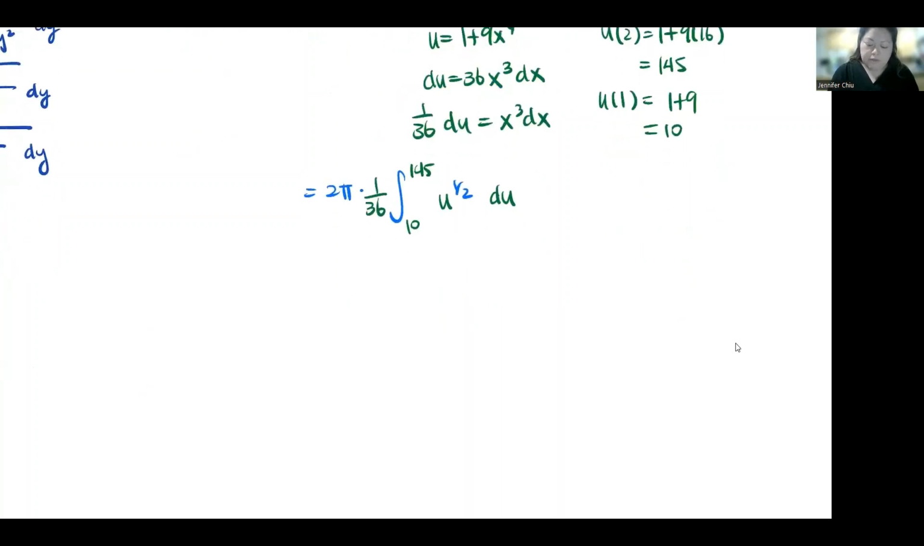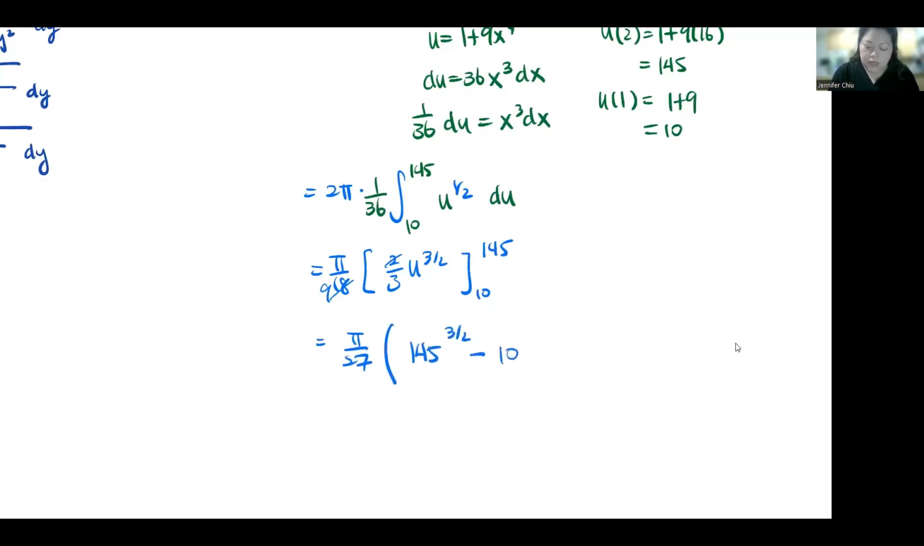All right, so now if I clean this up, I get pi over 18, u^(3/2) times 2/3, from 10 to 145. So I'm going to clean this up. This is 9. I get pi over 27, and then plug in 145^(3/2) minus 10^(3/2). And that's it. You leave your answer like that.